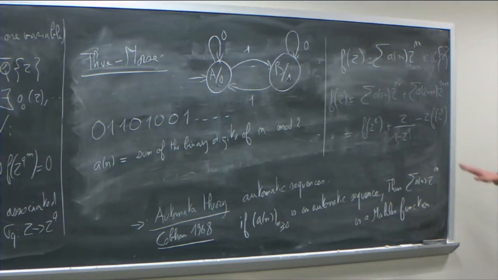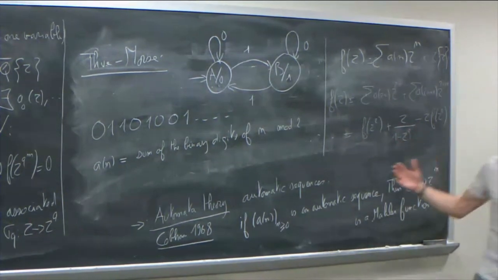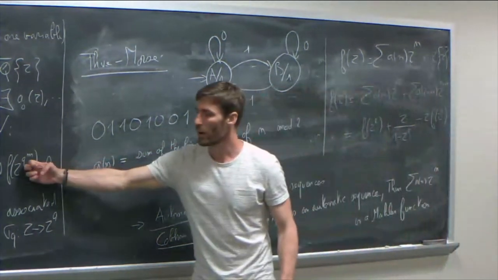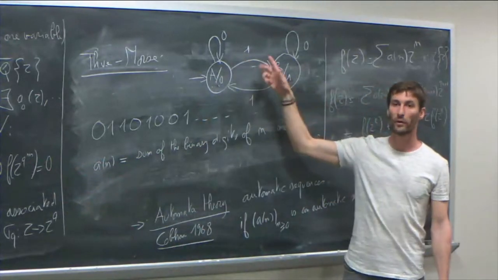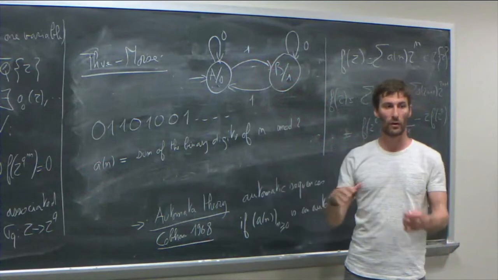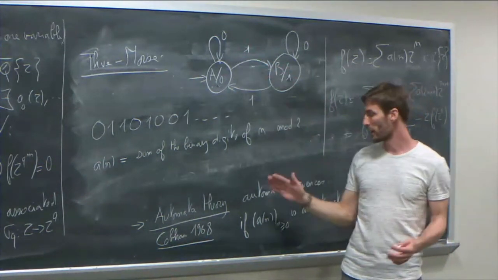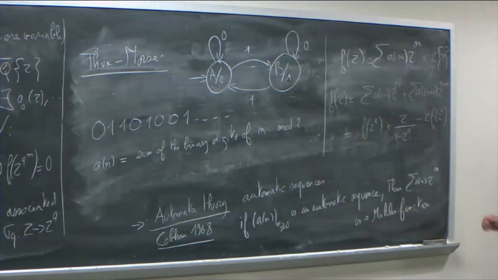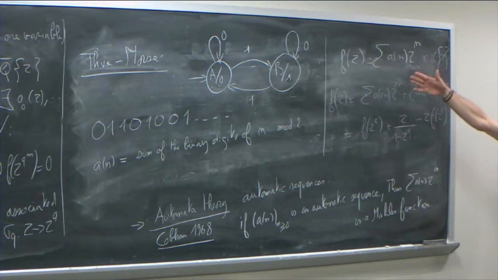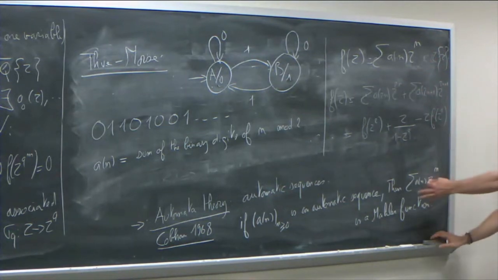As you see, it's a 2-Mahler equation, and not a q-Mahler equation. So why is it a 2? The 2 comes from the fact that here things are written in base 2. If I choose an automaton that reads inputs in base k, I will get a k-Mahler function. That's the connection. So this proof, you can mimic almost directly. It gives you the general proof of that fact. Okay?